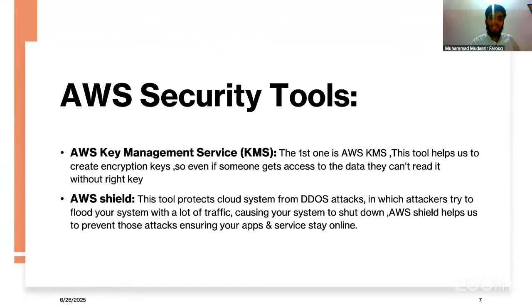Now here are some cloud security tools that AWS provides. The first one is AWS KMS. This tool helps us to create encryption keys for our data. So even if someone gets access to the data, they can't read it without the right key. The second tool is AWS Shield. This tool protects our cloud systems from DDoS attacks, in which an attacker floods our system with a lot of traffic, causing our applications running on the cloud system to shut down.